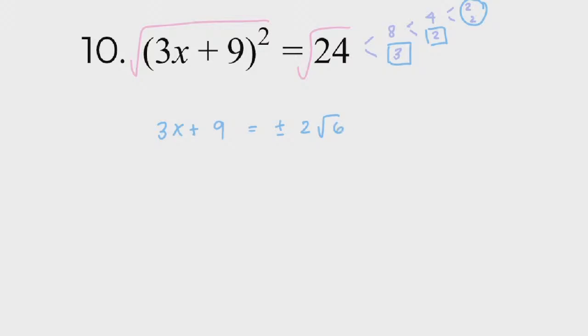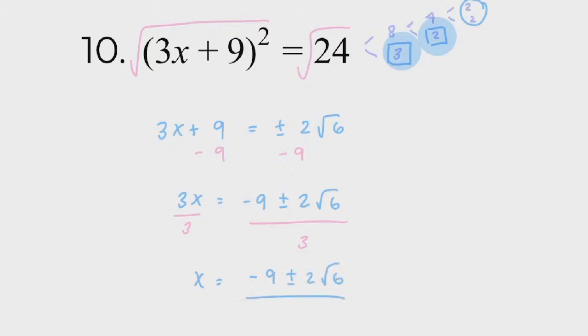So the 2 and the 3, these 2 here, that were not able to be taken out of the square root because they didn't have a pair, we're just going to multiply and keep on the inside. Then to solve for x, we're going to subtract 9 on both sides. So we get 3x equals negative 9 plus or minus 2 rad 6, and then divide by 3. So we get x equals negative 9 plus or minus 2 rad 6 over 3.